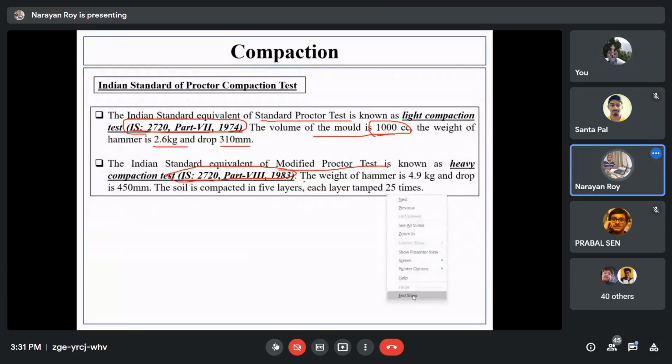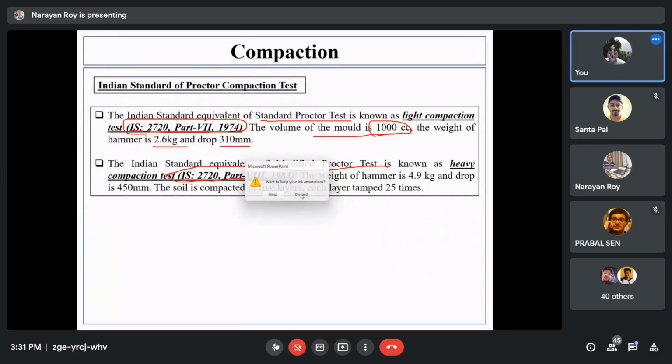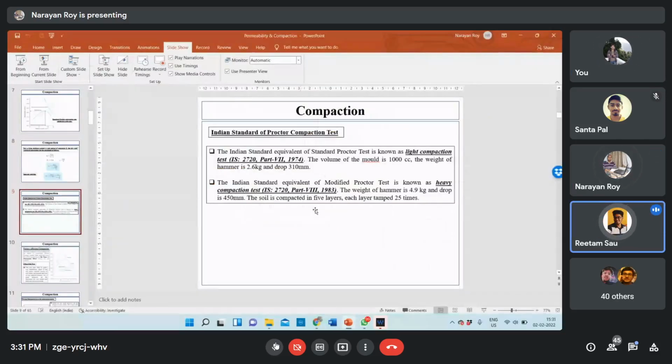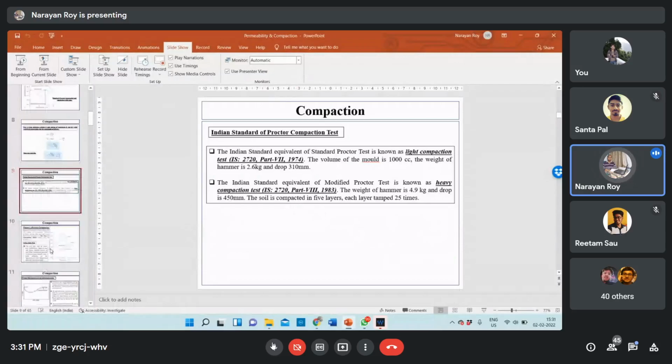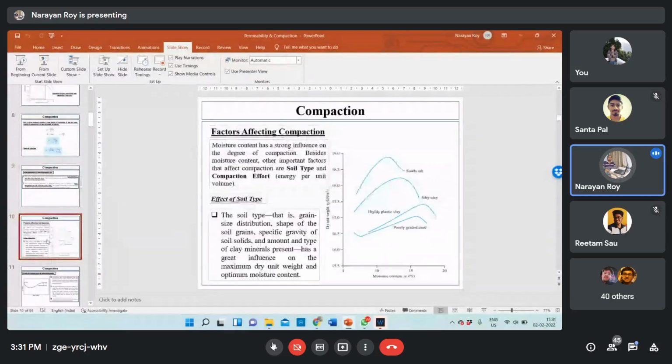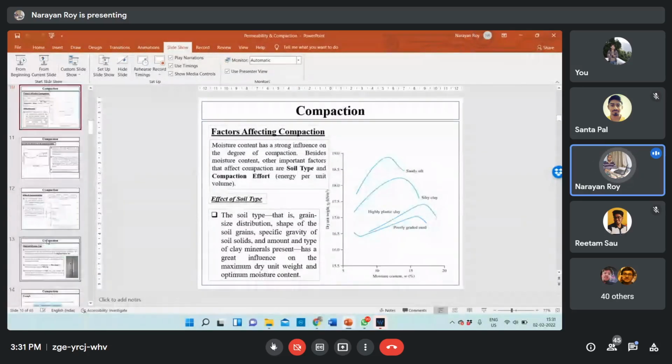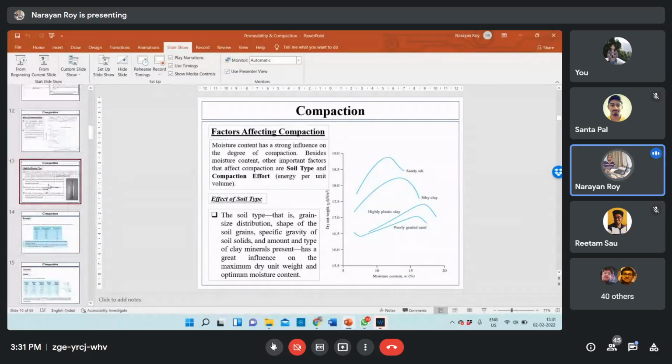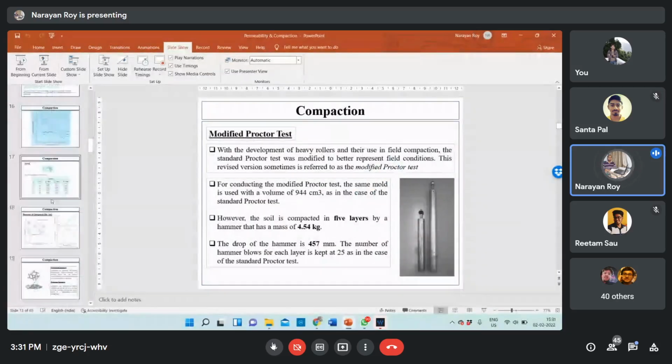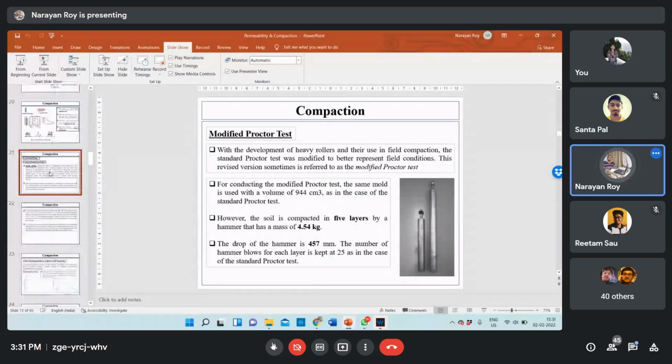Oh, you have a class now? Yes, sir, geology laboratory. Oh, it is already 3:30. Fine, then from next class we'll continue with factors affecting compaction. Then the modified Proctor test a little bit, then I'll enter into the field compaction.